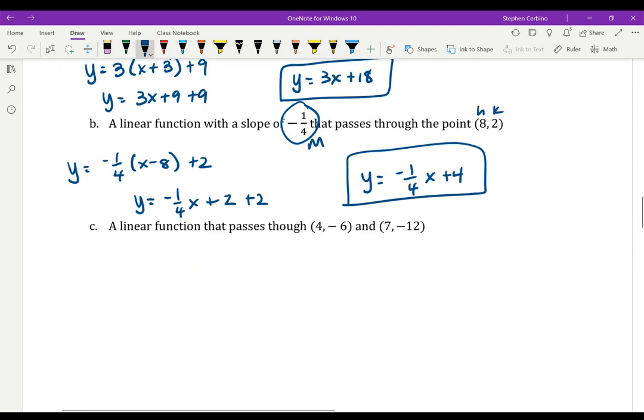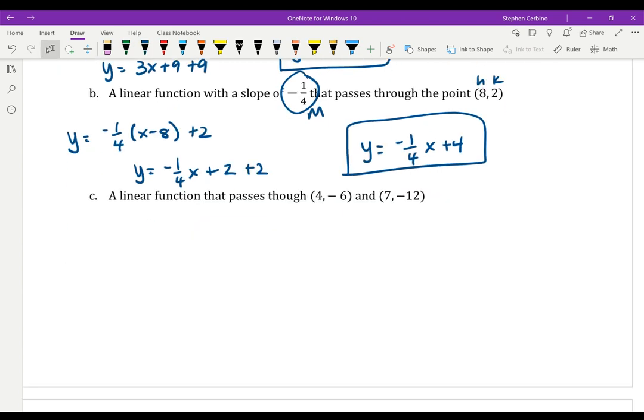For C, I'm giving you 2 points. I'm not giving you the slope, so I have to find the slope first. So I have to do the average rate of change formula here and say negative 12 minus negative 6, right? Subtract the y values, and then divide that by the subtraction of the x values. If I put that into my calculator, I should get negative 2.